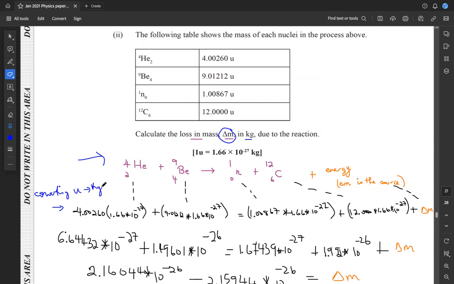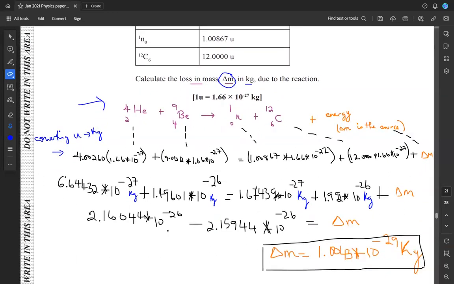And so to do that, we just multiplied by the 1.66 times 10 to the negative 27. We multiplied the given mass units for the respective nuclei by that, and so we come out with our kilogram value. So all these values here now are in our SI unit of kilogram. They're all in kilograms, and they asked us for the delta M in kilograms. So it was important for us to do that conversion up front. So we did that conversion now. We have all our masses of the nuclei in kilograms.